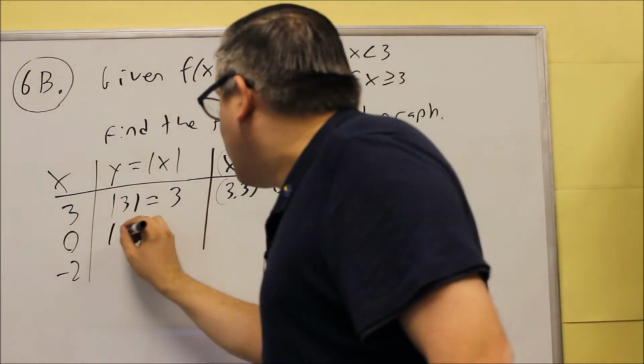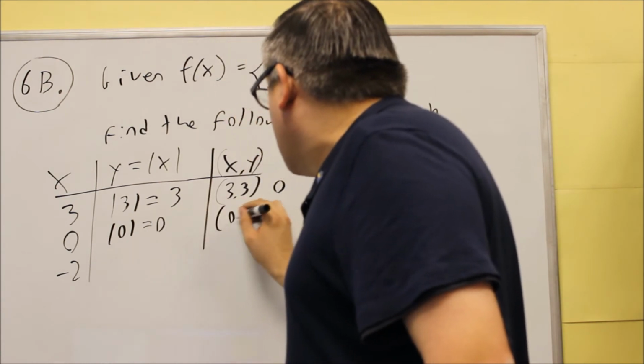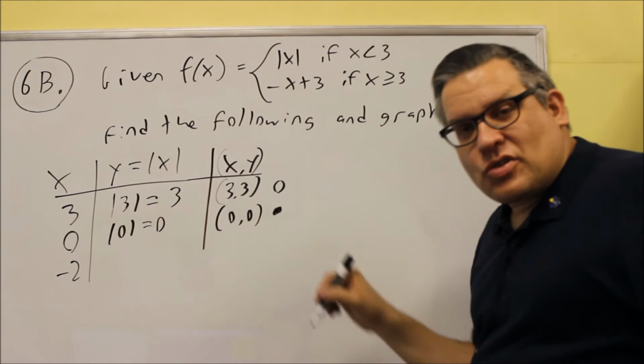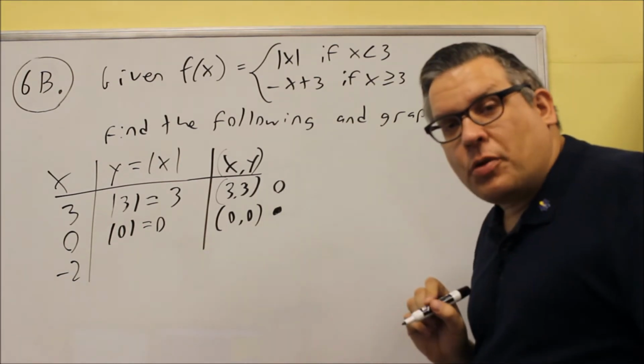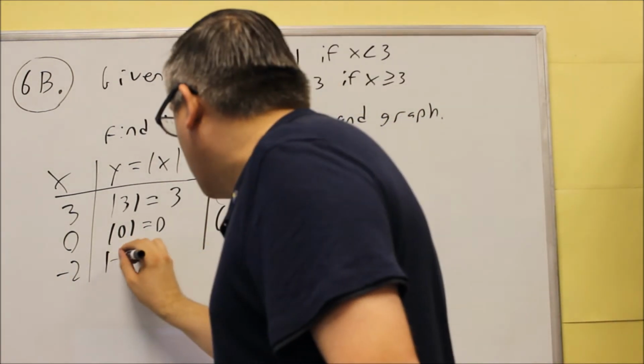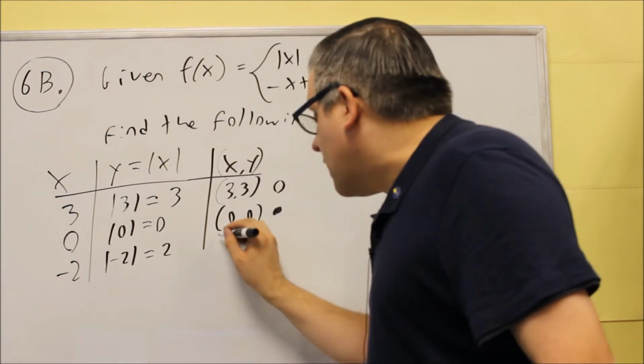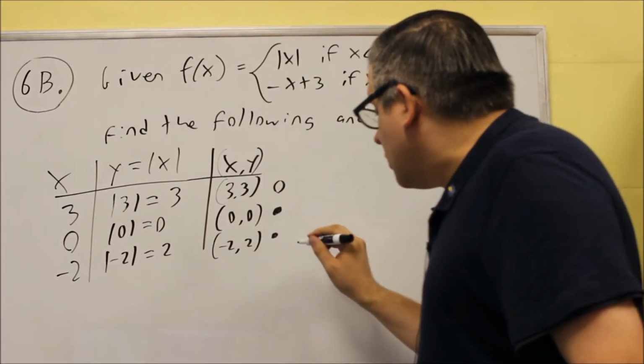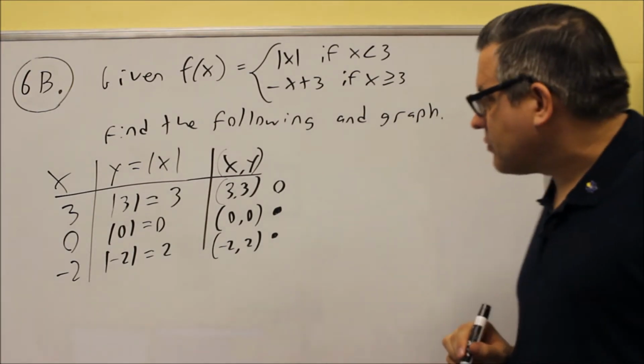Next, absolute value of 0 is 0, so I get 0, 0. That'll be closed. Everything else is going to be closed. Just the first one's going to be open there. Absolute value of negative 2 is positive 2, so I get negative 2, 2. And again, that's going to be a closed circle.